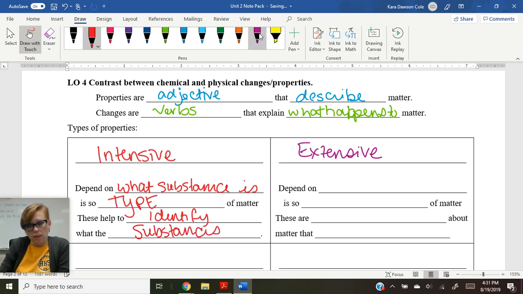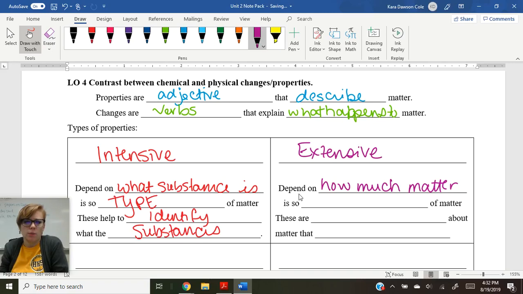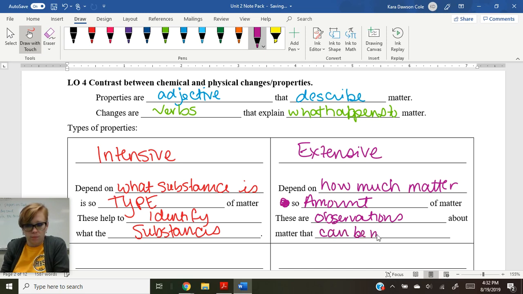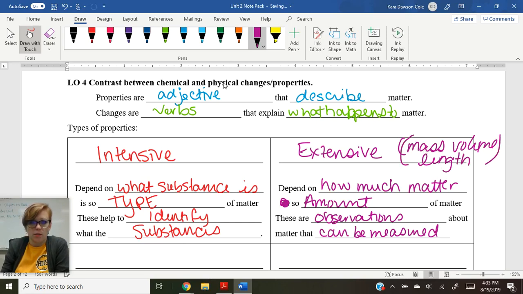Then you have extensive. Extensive depends on how much matter we have. So this is the amount of matter. These are observations about matter that can be observed, that can be measured. So if I have mass, volume, length, those types of things would be extensive.